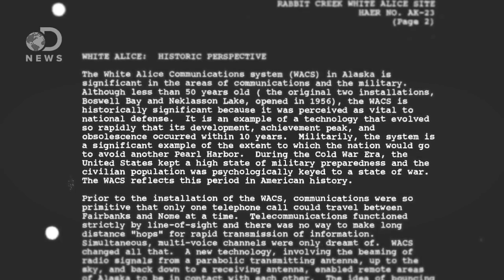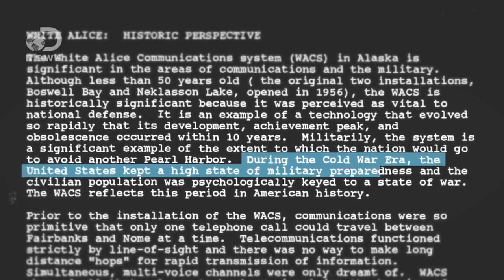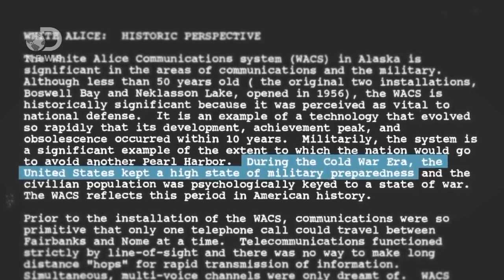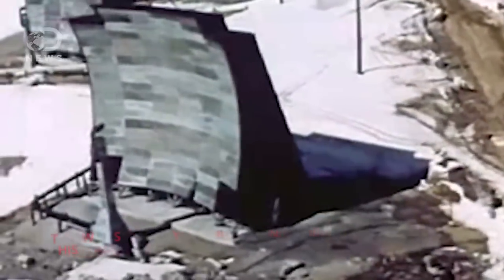This was all a big problem because during the Cold War, the US military needed good comm networks in Alaska. The US and Canadian Air Forces set up a series of radar listening posts along the Arctic Ocean, but they needed a way to relay information across the state, and fast. And that is where White Alice came in.